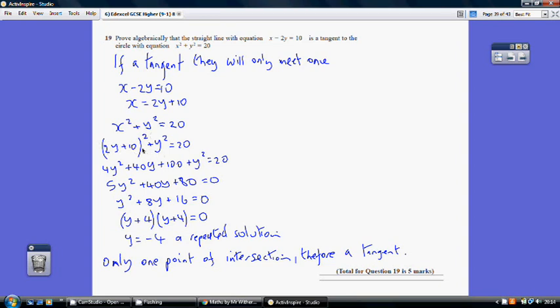Multiply out the bracket, so it's the 2y plus 10 times the 2y plus 10. We get 4y squared plus 40y plus 100. Adding that to the other y squared and taking away 20 from both sides, we get this quadratic equation here. Now we've got a common factor of 5, so I've divided through by 5, giving us this simple quadratic equation which factorizes to y plus 4 equals 0. So as we were expecting, we've got a repeated solution.